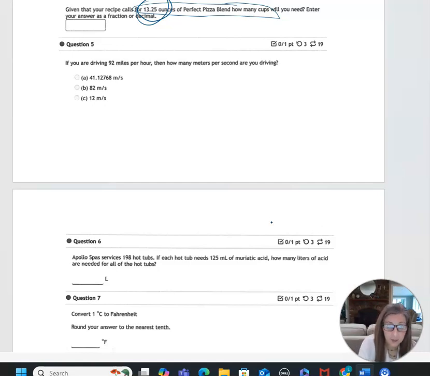Okay, this is a great one to use your chart. So because it's more than one conversion, I have to convert miles to meters, and I have to convert hours to seconds. So because there's two things going on, this is the perfect time to use your conversion chart.